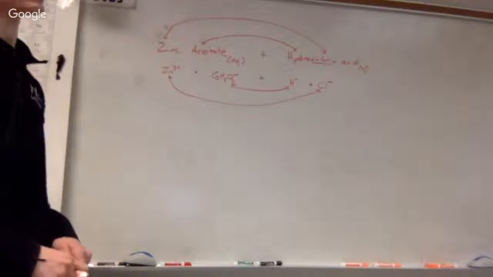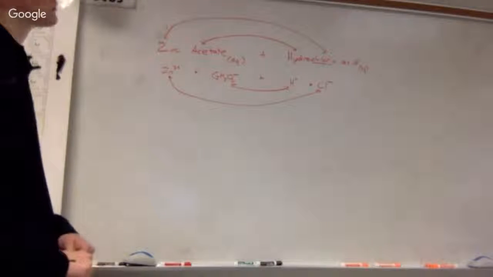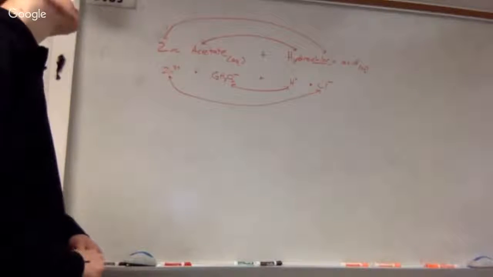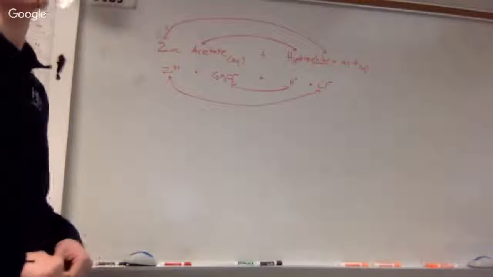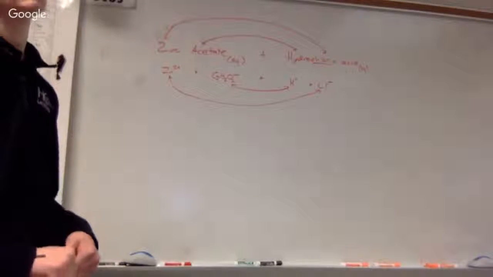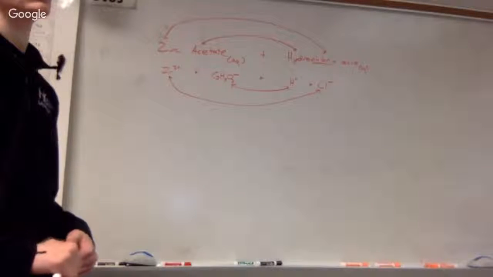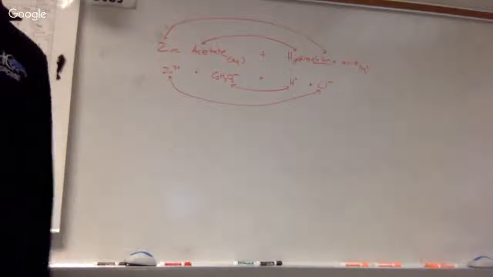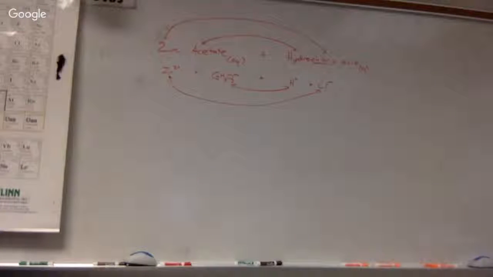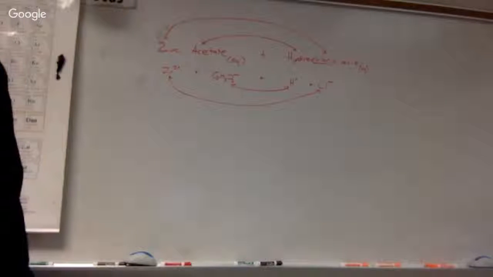So let's go through the rules. Zinc and chloride, aren't they going to try and hook up? What's the rule that applies for this? Not Cl and Zn. That's what we're trying to hook up. Yeah. So watch. You have Cl minus and Zn2 plus. They're trying to hook up with each other, right?